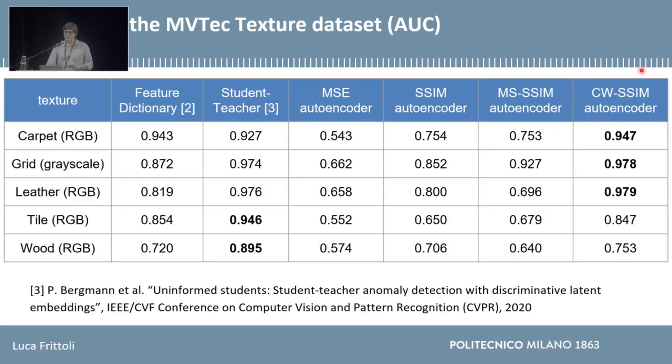Let's see the results on the other dataset. Here we have only the AUC, and we computed it on the different textures at hand. We can see a similar result as before. Our solution outperforms both the feature dictionary method, which we have seen before, and the current state-of-the-art on this dataset, which is the student-teacher method, also based on pre-trained convolutional neural networks. It outperforms it on 3 out of the 5 considered textures.